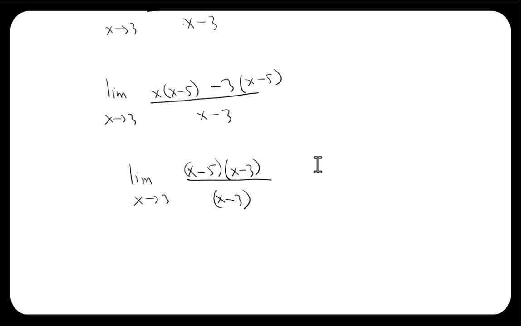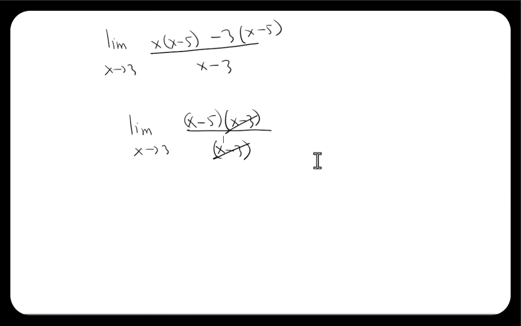Now we can go ahead and cancel out terms, and the terms that will cancel out are x minus 3. We take out x minus 3, and at the end of the day we are going to have the limit as x approaches 3 of the expression x minus 5. And if we want to solve this now, we can go ahead and solve this now.